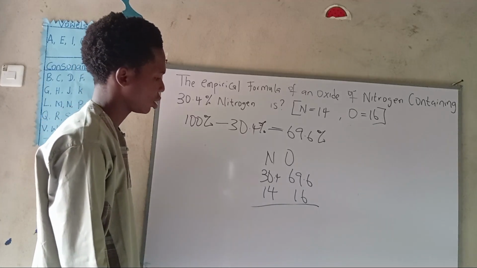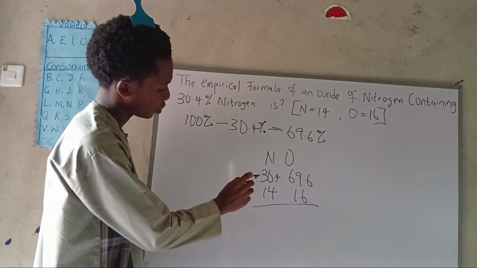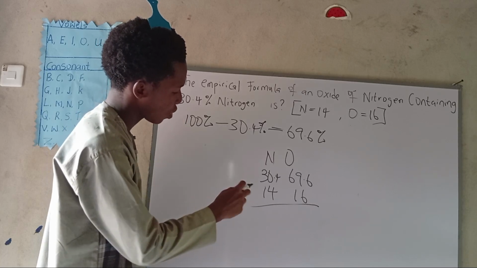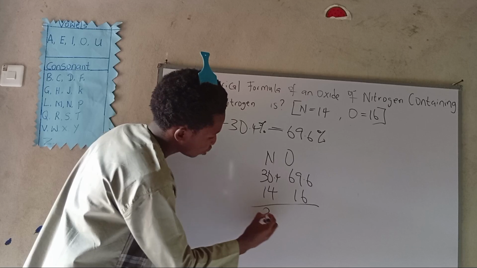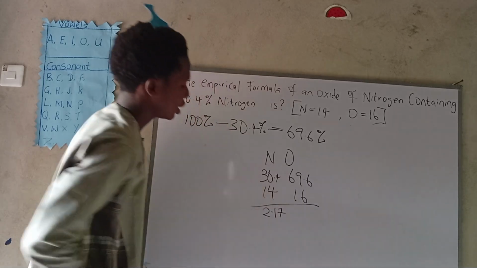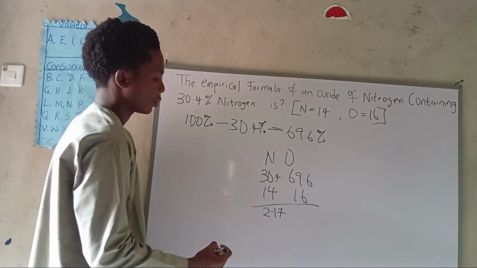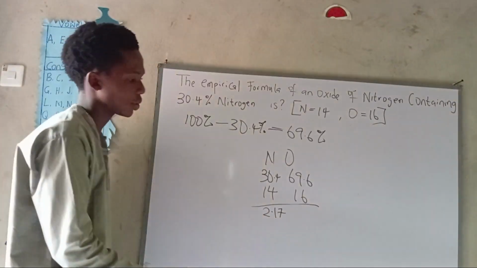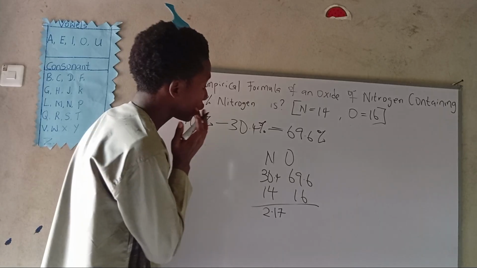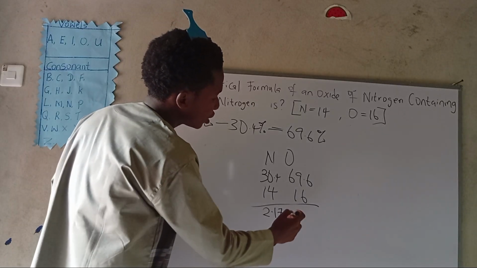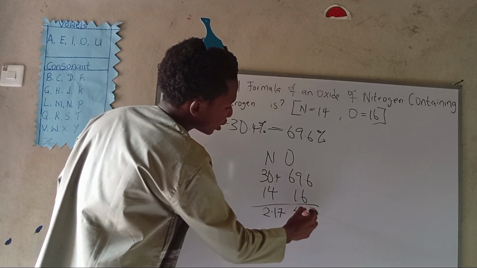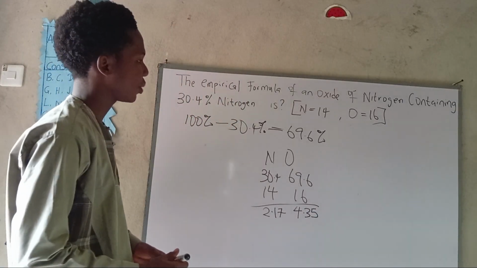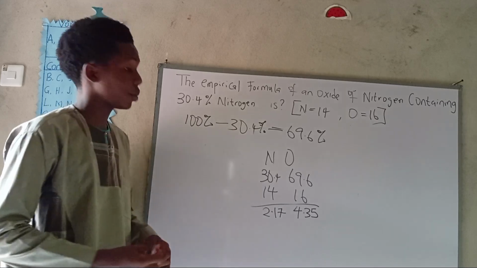It will give us 2.17. Punch your calculator, you will get this, 2.17. Now 69.6 divided by 16 will give us 4.35. This is what it will give us, 4.35.